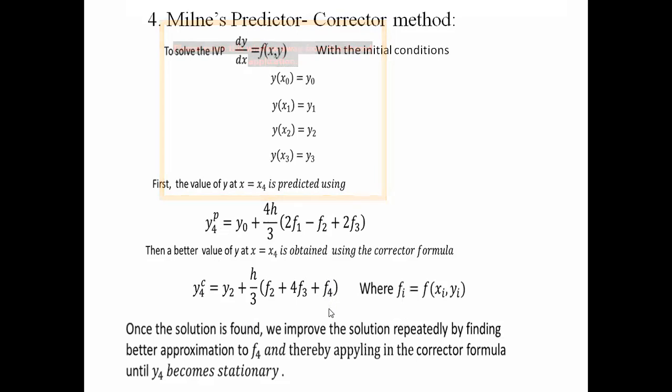Once you change and get it, see whether it is very near to that. If it is a very close answer, then stop. That is the meaning of stationary solution is obtained. So this is what the predictor corrector method is.